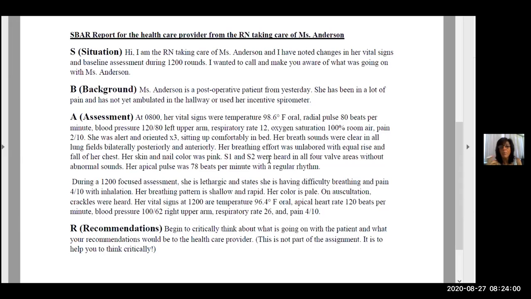And this is the problem that I have too with nursing school. They're telling you that at 8 a.m. she was apparently fine. And then the nurse goes back in at noon, and now she's lethargic, but she's having difficulty breathing. If you can't breathe, you're not lethargic, you're anxious. Breathing pattern, look at me, shallow and rapid. Here's what that looks like. Would that be lethargic?